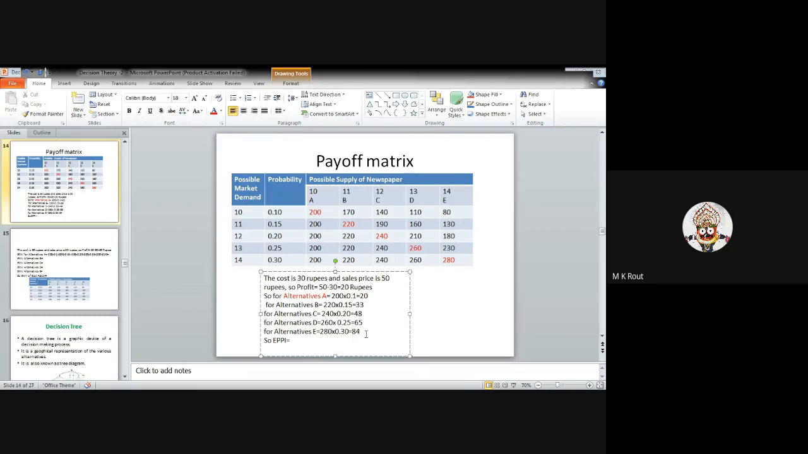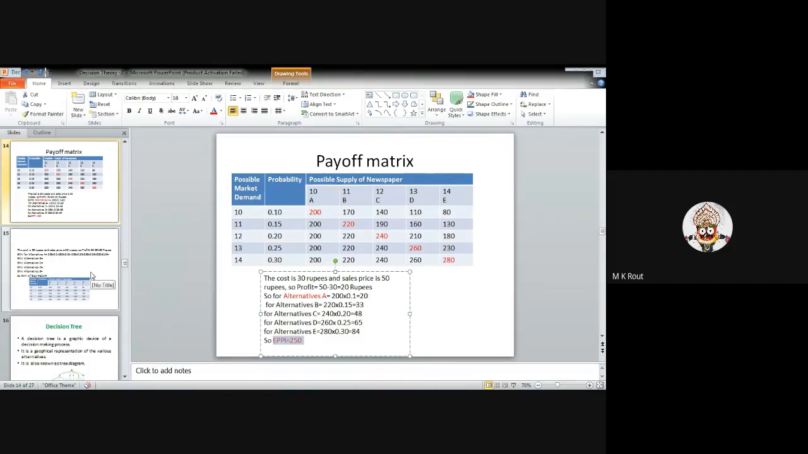Okay. Calculate the sum of every alternative. What is the sum of each? Sum of alternative A plus B plus C plus D plus E. The sum is 250. Here we got EVPI equal to 250.